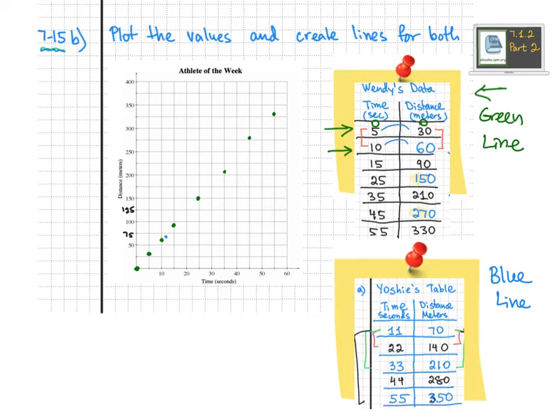Also, since you were supposed to do the green line on your own, or whatever color you used, go ahead and check your work for Wendy's line. Now continue with Yoshi's table. I will do one more.